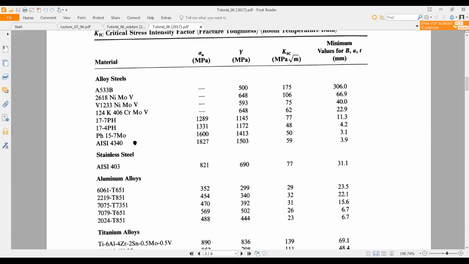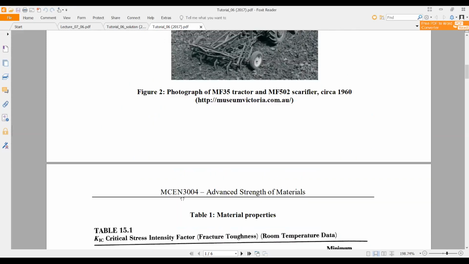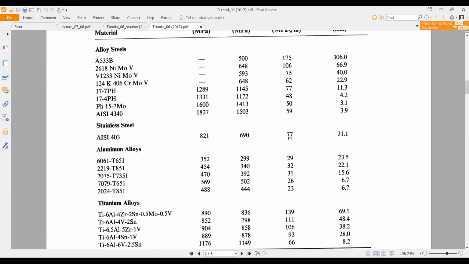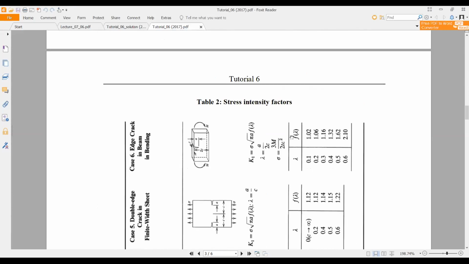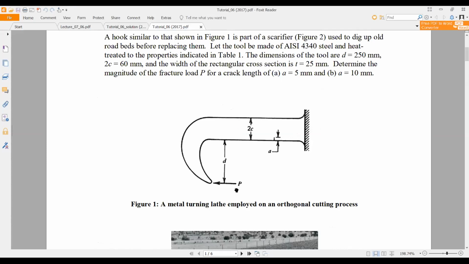And the KIC value for the given material, it is 4340. Yeah, this one is 59 KIC. So we know the KIC value, and the conditions with this load. You can see this is the center axis of this shaft. If you consider this as two parts, this one and this one, this is the center axis. The crack is initiating here.